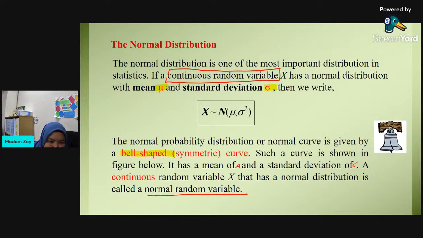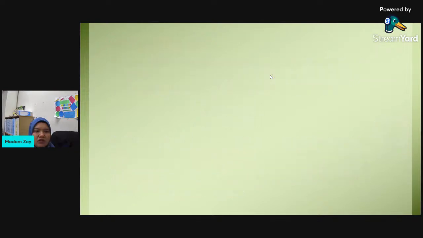Why? Because normal following is a type of a continuous random variable. Beza daripada binomial dengan Poisson. Binomial dengan Poisson kedua-duanya adalah discrete random variable. Yes. Okay. So, this is the bell shape.